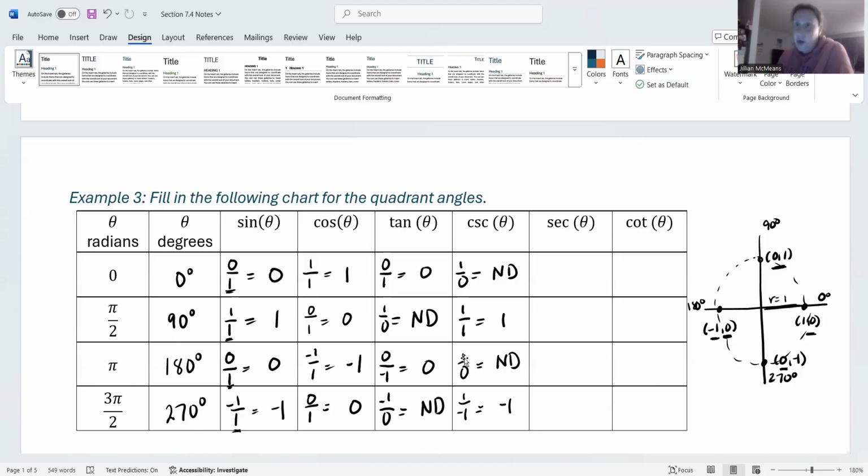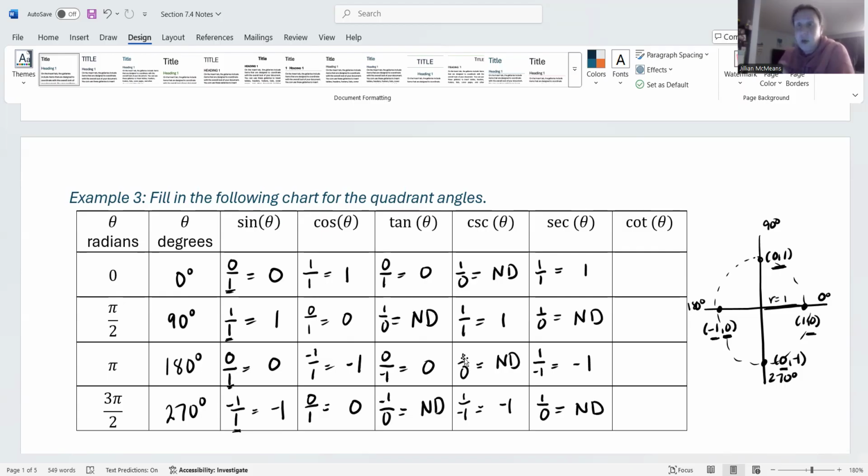Okay. Now secant we know is the reciprocal of cosine. So at 0 degrees, cosine is 1 over 1. The reciprocal of that's still 1 over 1, so secant is 1. At 90 degrees, cosine is 0 over 1. The reciprocal of that is 1 over 0, so secant is not defined at 90 degrees. Okay. Secant of 180 degrees, well, cosine is negative 1 over 1, which makes secant 1 over negative 1, or negative 1. And then secant of 270 degrees, let's see, cosine is 0 over 1. The reciprocal of that is 1 over 0, so secant is not defined at 270 degrees.